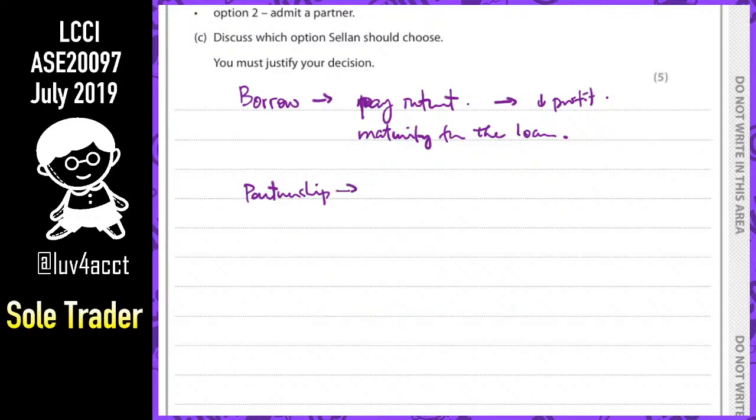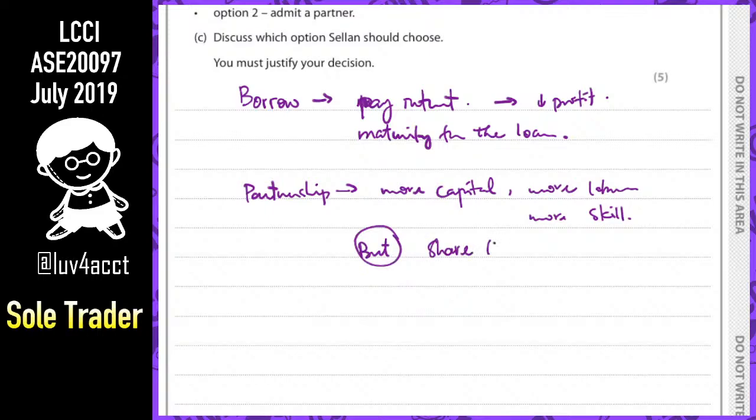It is good that you have more capital. You can also have more labor force, more skills. And you don't have to pay interest. Of course, you have to pay your partner, but then it is an appropriation. So we have a big but here. You have to share the control of the company, of the business, and you have to share the profit.